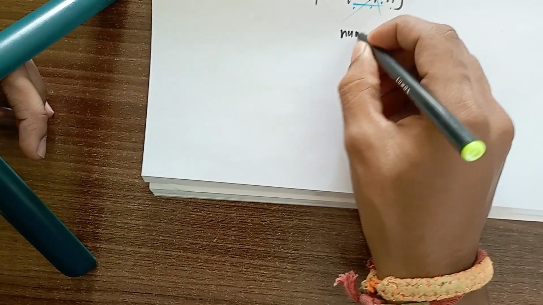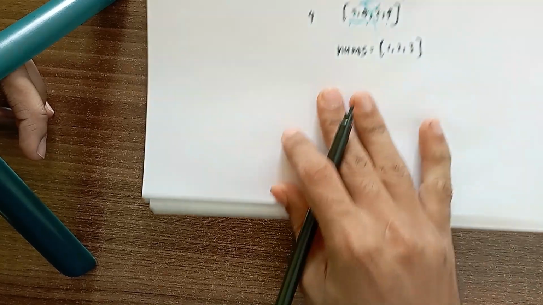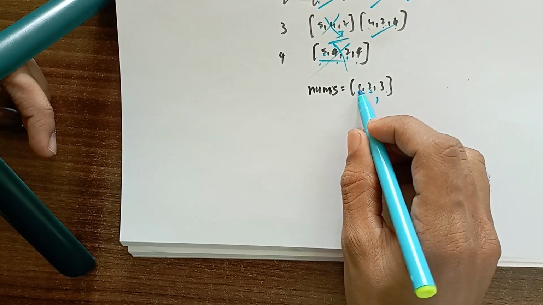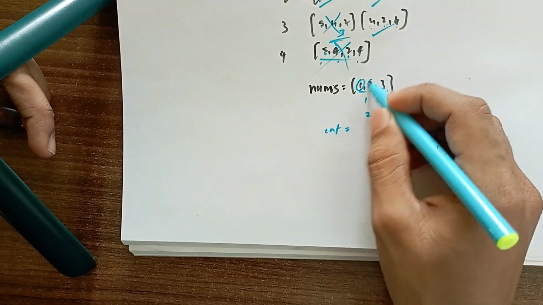Now, let us go with the second example. Nums is equal to 1, 2, 3. As I said before, 1 and 2 will give us 1, 2 and 3 will give us 1, and 1 and 3 also give us 2. So, the count of subarrays of 1, 2, 3.